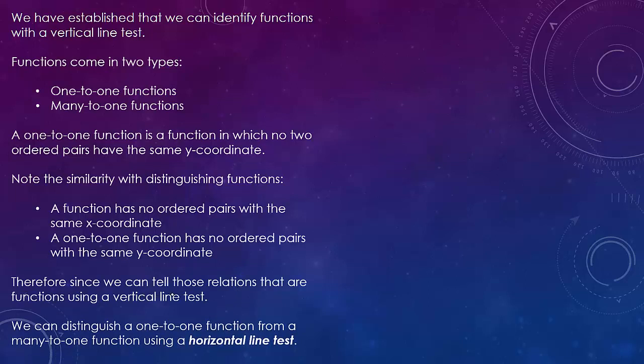Therefore, since we can tell those relations that are functions using a vertical line test, we can distinguish a one-to-one function from a many-to-one function using a horizontal line test. And the criteria for the test is the same as it was for the vertical line test when distinguishing functions. If any horizontal line cuts the graph at most once, the function is one-to-one.